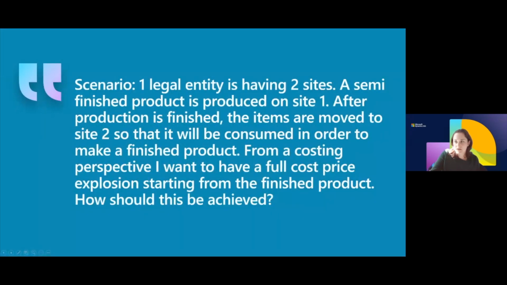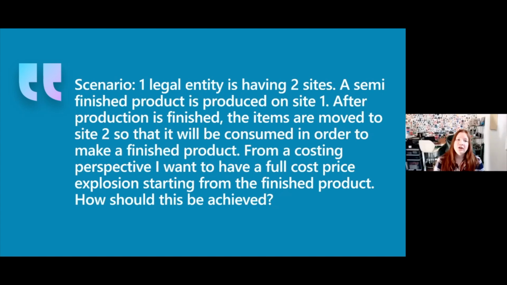Our next question is a scenario. In this case, one legal entity has two sites. A semi-finished product is produced in site 1. After production is finished, the items are moved to site 2 so that it'll be consumed in order to make a finished product. From a costing perspective, I want to have a full cost price explosion starting from the finished product. How should this be achieved? Rachel, why don't you take this one?